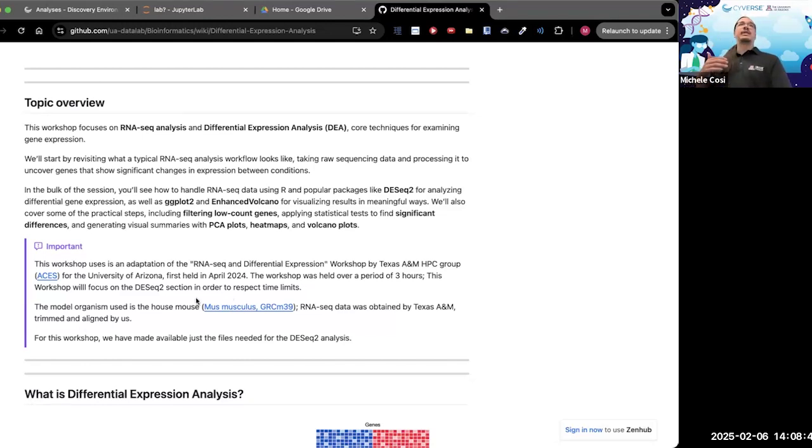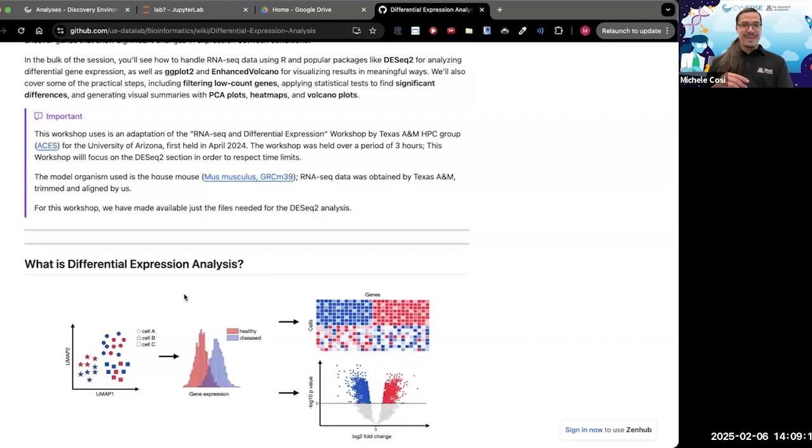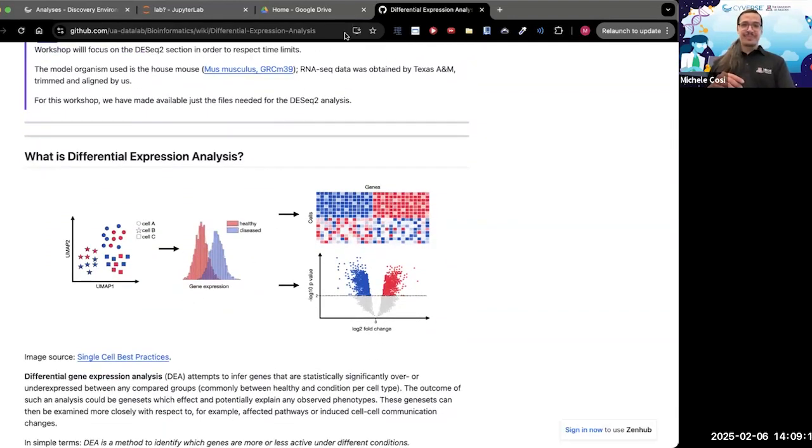Today's experiment revolves around the house mouse, Mus musculus. The RNA sequencing data was given to us by Texas A&M, but aligned and trained by us. I'm going to cover the techniques that we used, which are the same that we used last week as well. Okay, that was a mouthful, a good 10 minutes. But let's talk about it.